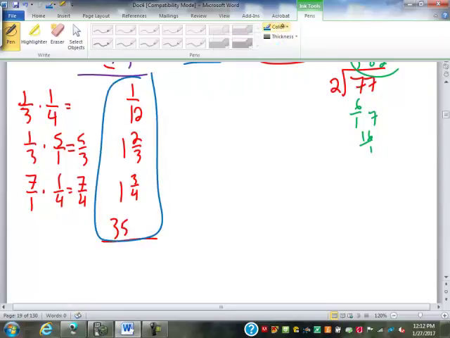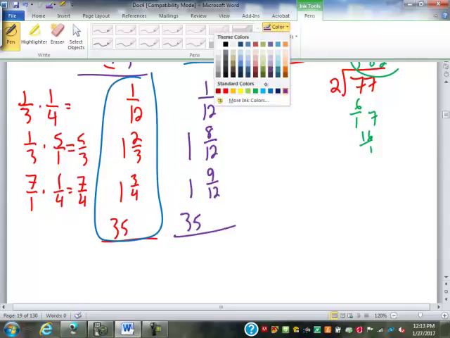And to do that, I need a common denominator. Looks like 12s are going to do it. So 1/12 is going to stay 1/12. The 1 2/3, well, 2/3 is 8/12. 1 3/4, well, 3/4 is 9/12. And the 35 doesn't have a fraction.